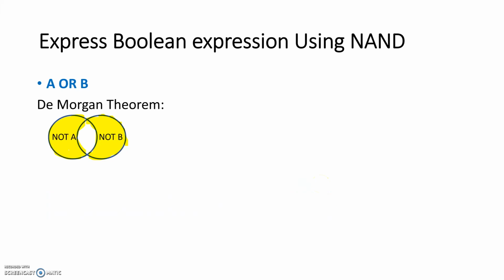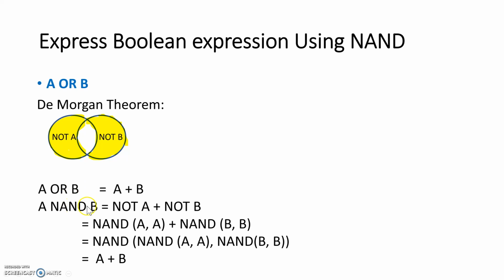And lastly, how we can connect the OR gate with the NAND gate. Before we talk about it, let's first apply De Morgan's law. De Morgan's law says A NAND B equals NOT A plus NOT B. And we also know that A or B equals A plus B. So NOT A equals A NAND A, and NOT B equals B NAND B. And NAND AA plus NAND BB also means NAND AA and NAND BB.